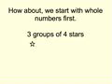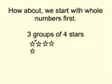Let's say we have 3 groups of 4 stars. 1 star, 2, 3, 4. That's one group. Now we're going to make our second group of 4 stars. And our third group of 4 stars.